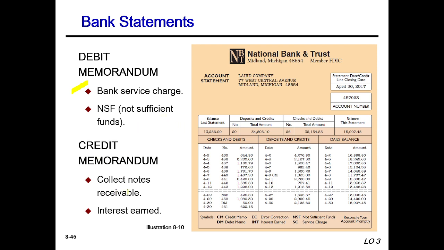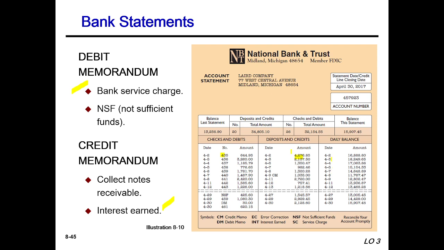Credit memorandum, collected notes receivable, means the bank can collect notes on behalf of the company. Interest earned is provided by the bank at the end of the year or end of the month; they provide interest to our accounts. So these are the checks and debits, deposits and credits, and daily balance. This is the date 4/2, the check number, the amount, and the total amount.